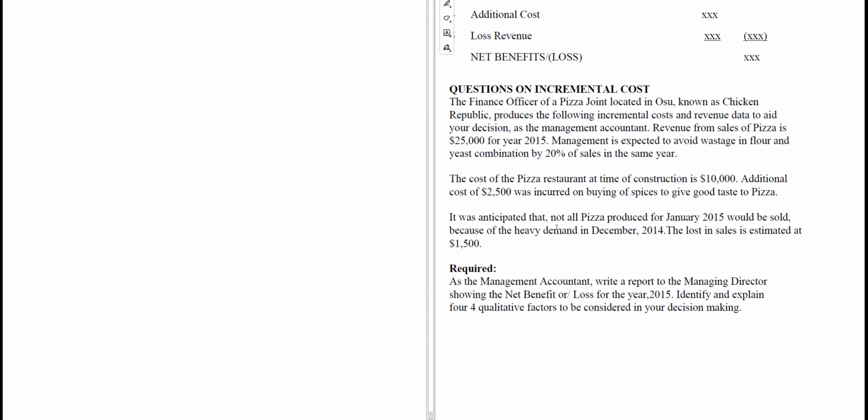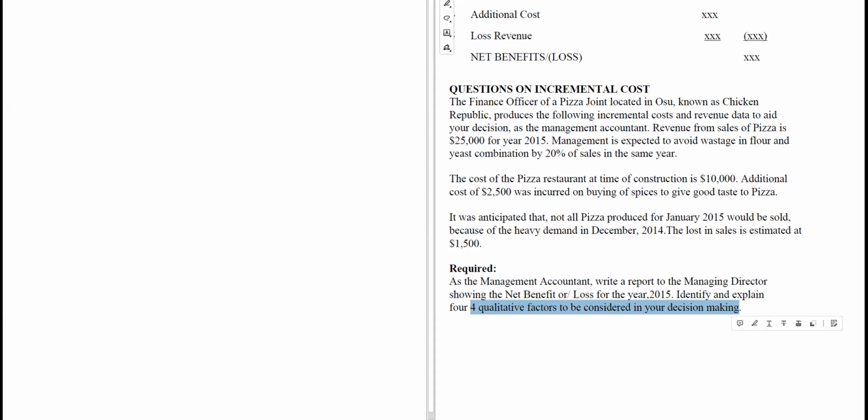It was anticipated that not all the pizza produced for January would be sold. Because of the heavy demand in December, the loss in sales is estimated at $1,500. As a management accountant, write a report to the MD showing the net benefit or loss for the year and identify and explain 4 qualitative issues to be considered in your decision.